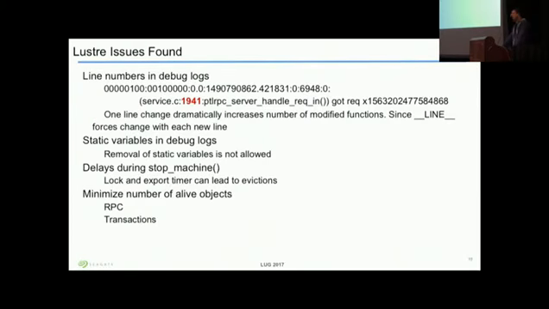So even though we were changing one small line, because of this, we were generating and hitting a lot of entry points there. The second is that static variables and debug logs are removed. So any static variables and debug logs, if any, would be removed here.